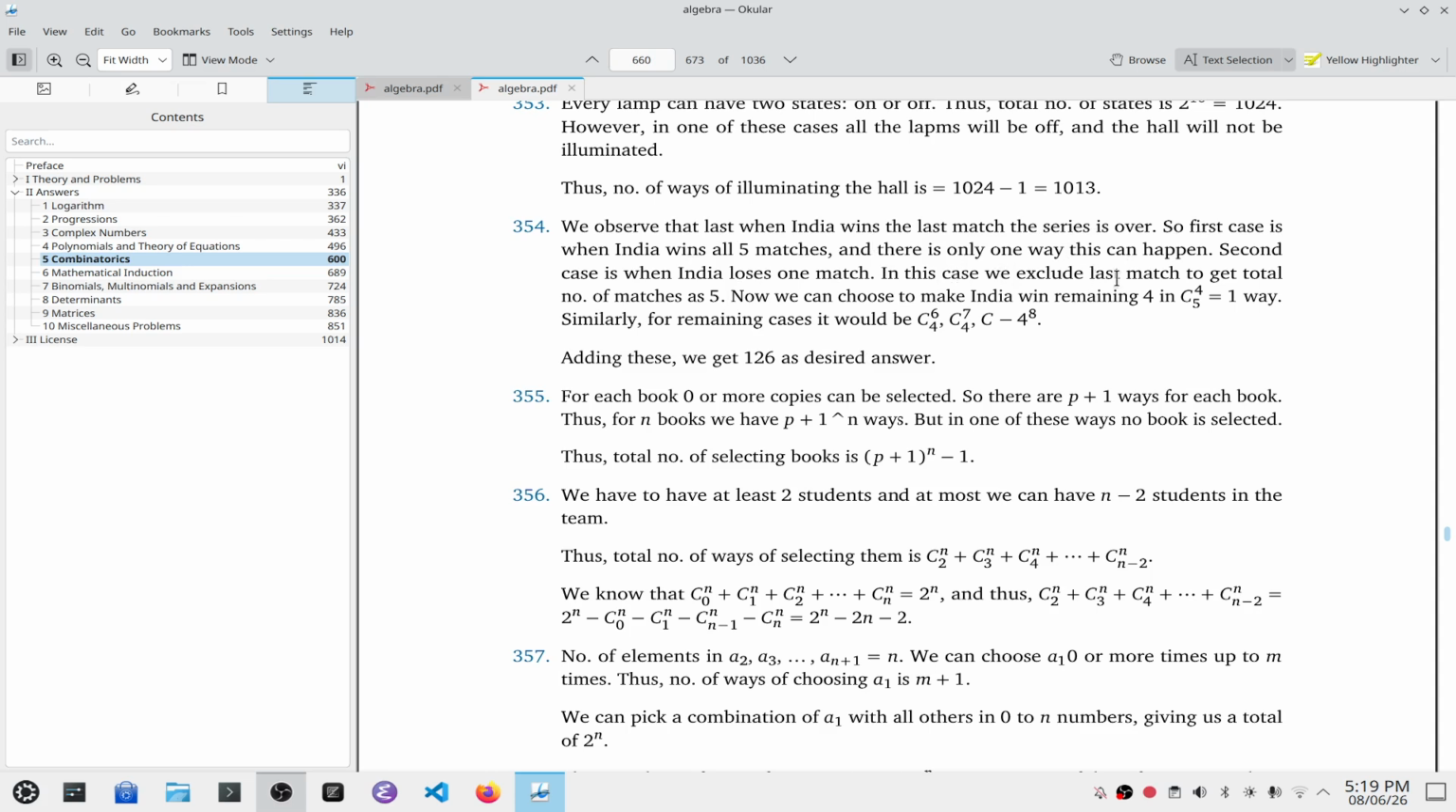So we exclude the last match, to get a total number of matches of 5. Now we can choose to make India win the remaining 4 in 5C4 ways. It should be 5C4. That is one way. Similarly, for the remaining cases, it would be 6C4, 7C4, and 8C4. Massive typing issue here. So you add these 5C4, 6C4, 7C4, and 8C4, and you will get 126 as the answer.